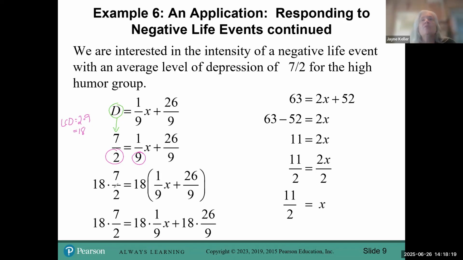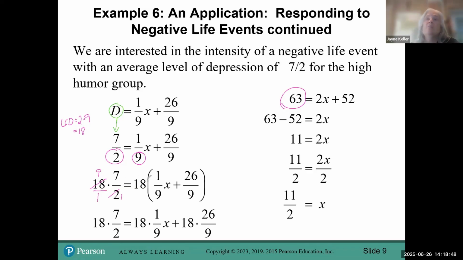What happens when I multiply 18 times 7 over 2? Well, we can think of this as 18 over 1 times 7 over 2. And then, of course, you can use your calculator. We can also do a little mental math and divide both 18 by 2 and 2 by 2. So we're left with 9 times 7 over 1, which gives us this 63 over here.